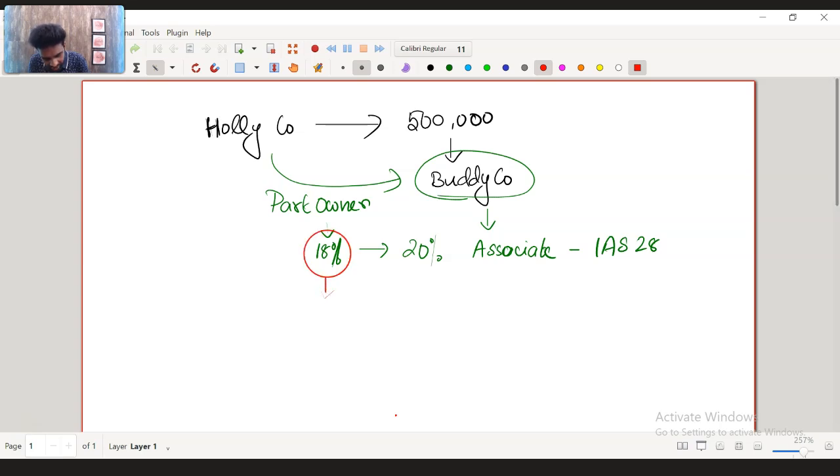So the auditor, we are the auditor. So we need to verify this ownership percentage. That is number one. Right. So we need to verify whether Wholly Company purchased 18% or the ownership is more than 20% or not. So we need to verify that.